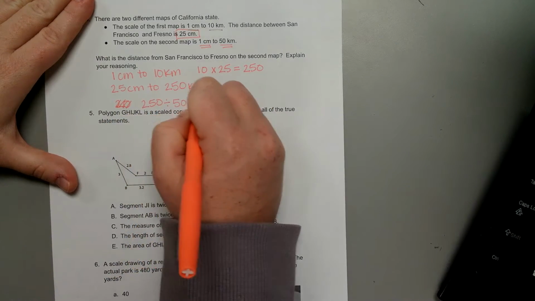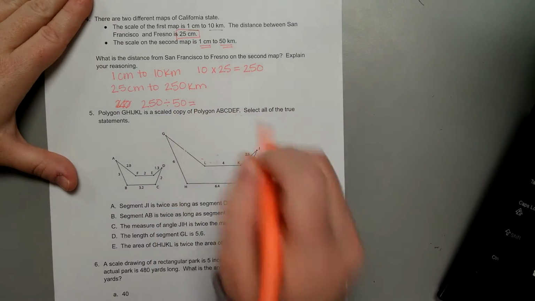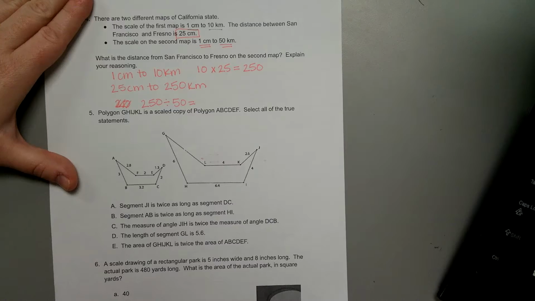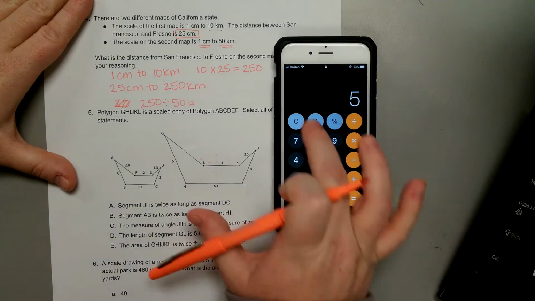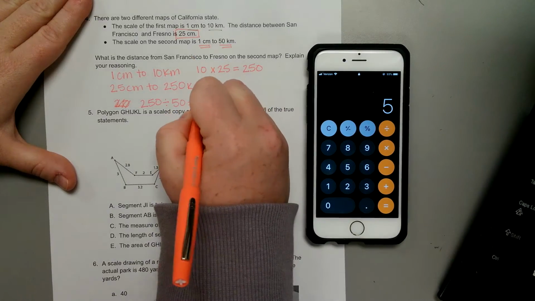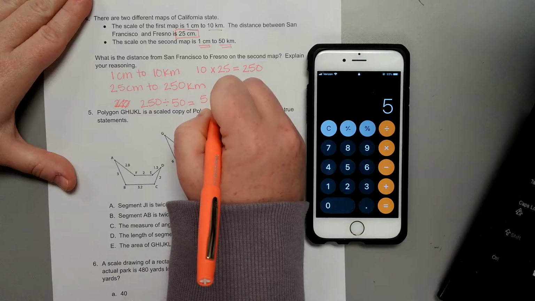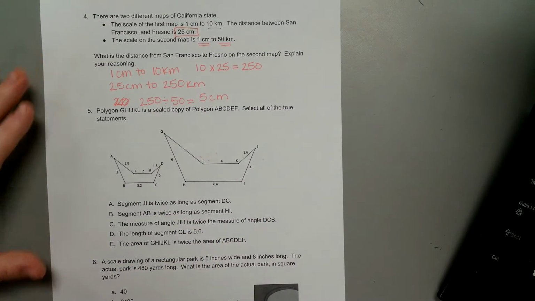Divided by 50 gives us 5, but let's double check. 250 divided by 50, 5 centimeters. They are 5 centimeters apart.